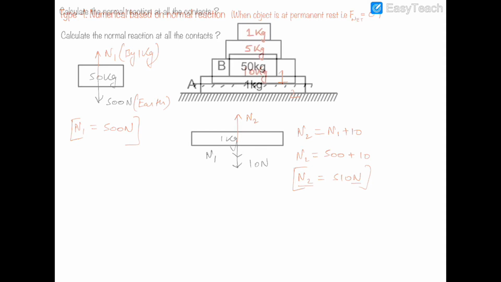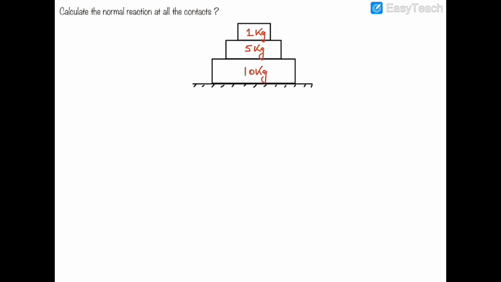Thank you. In this problem there are 3 blocks resting on each other, one on one, and there are 3 contacts. We can see that this is contact number 1, this is contact number 2, and this is contact number 3. So we have to find out the normal reaction acting on all these 3 contacts.